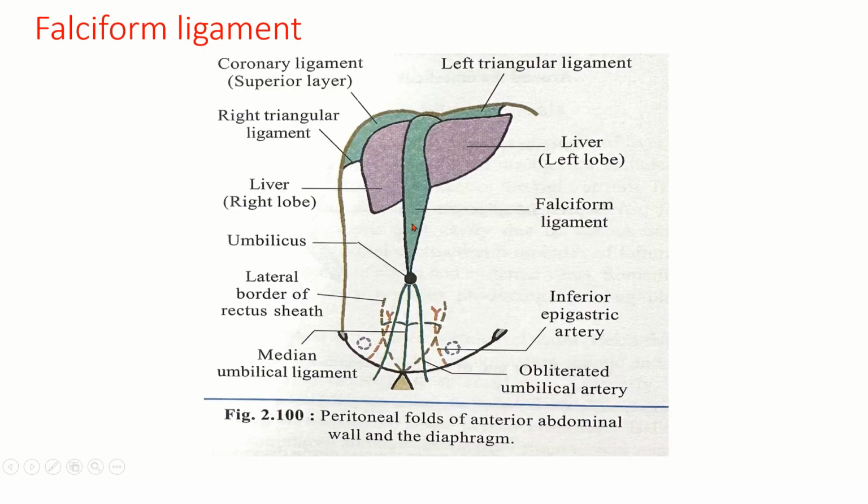You can see here this is the falciform ligament. This will be the attached margin, this will be the free margin. This is the convex margin, this is the concave margin, this is the free margin. So here is the location of the ligamentum teres hepatis.